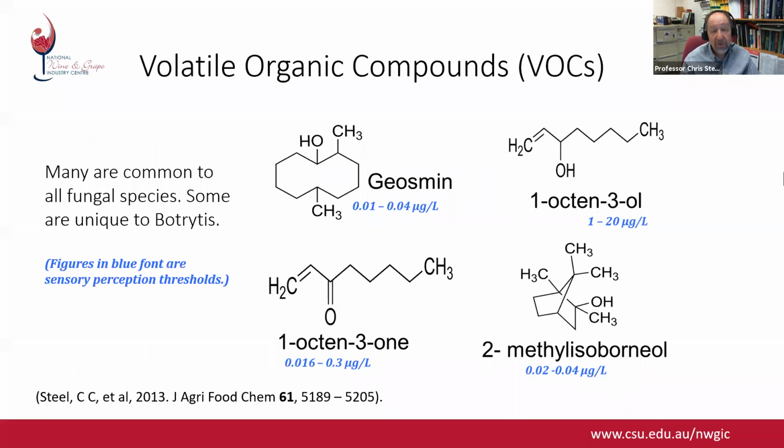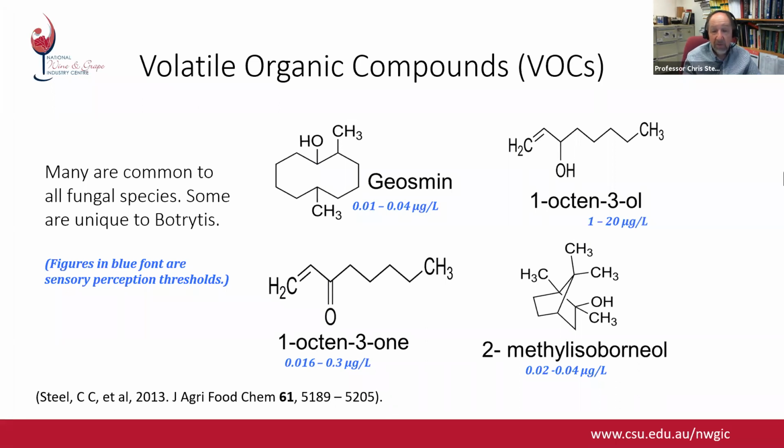I'll now move on to the volatile organic compounds, and there are some examples here. These are some of the better known ones: geosmin, 1-octen-3-ol, and methylisoborneol. Many of these are common to all fungal species, fungal spoilage in anything. It doesn't have to be grapes. So some are not unique to Botrytis, so that's a limitation. The figures in blue font there are the sensory perception thresholds, just for information.